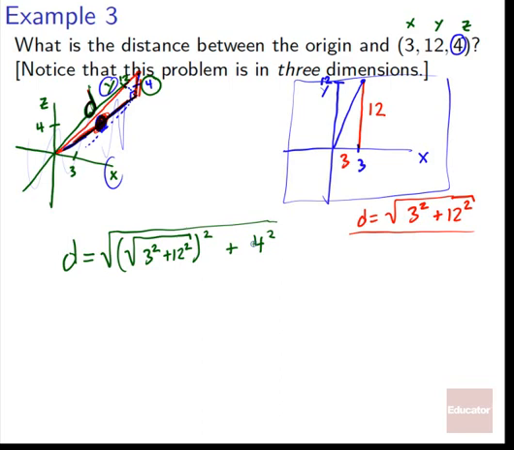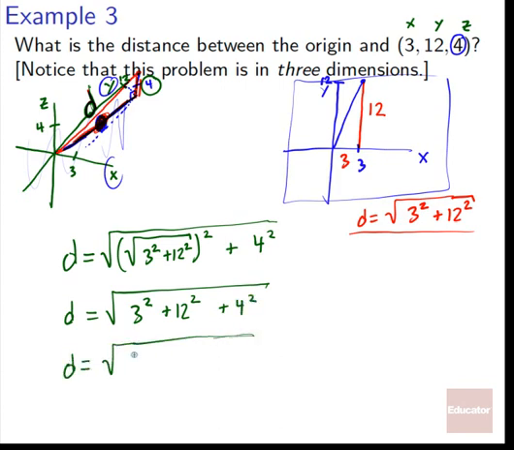Now notice, when we take a square root and square it, like we've got in here, d equals the square root of 3 squared plus 12 squared, squared is just going to crack it open, and we'll get 3 squared plus 12 squared, and then plus 4 squared. We simplify this, and we get d equals square root of 9 plus 144 plus 16. Simplify that some more, we get square root of 169, which equals 13. So our distance is 13.